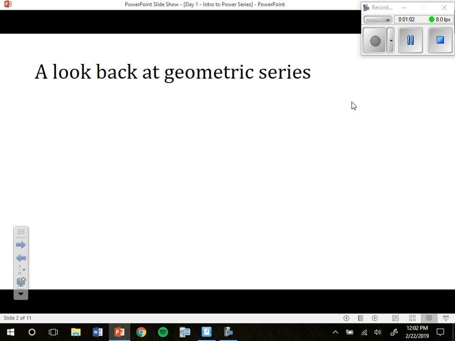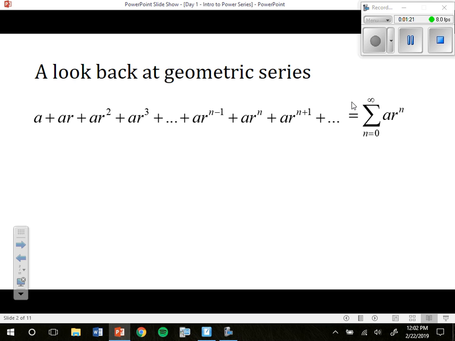Good. So geometric series, you start somewhere. What do we call that thing you start with? A. And we multiply by what each time? R. And then we add them all up. So a geometric series looks like a plus ar plus ar squared plus ar cubed, on and on and on. If it's infinite, it goes on forever. We can write a general term that looks like that.